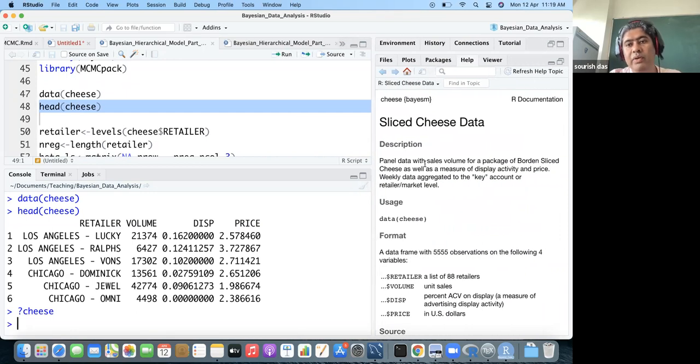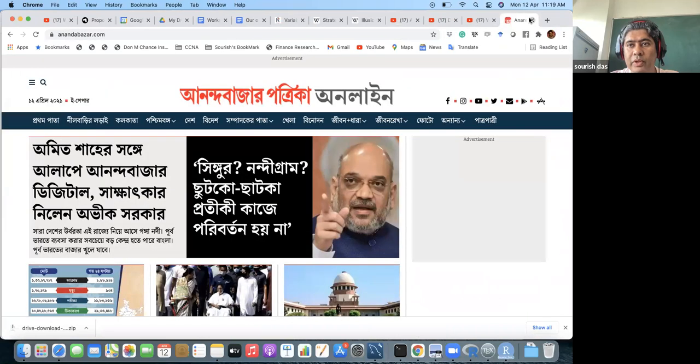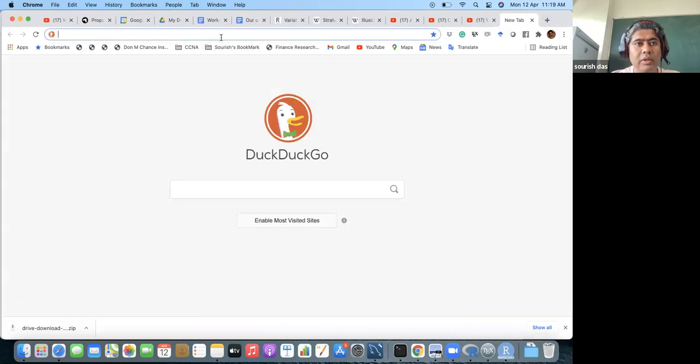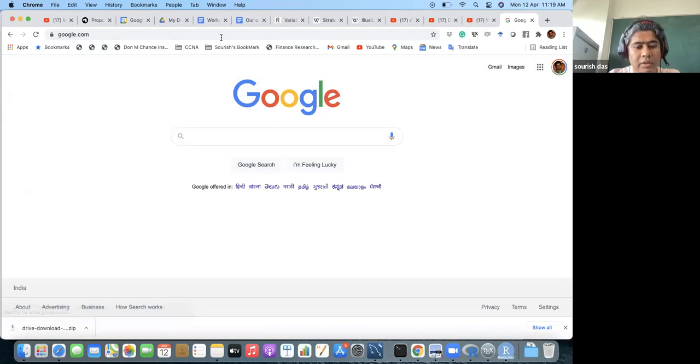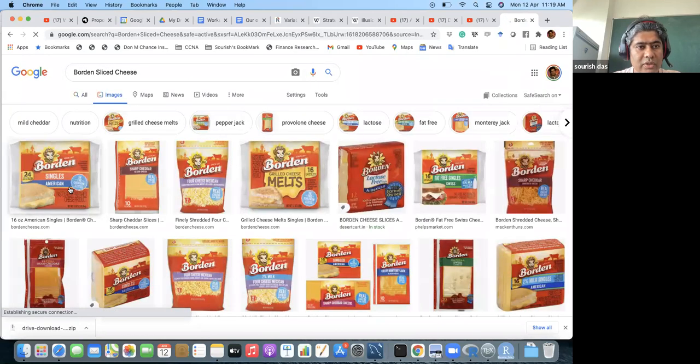So, panel data with the cells volume for a package of board and slice cheese. Board and slice cheese, perhaps, I don't know if you have seen it. If you go to the, say, so that's how the board and slice cheese actually looks like.